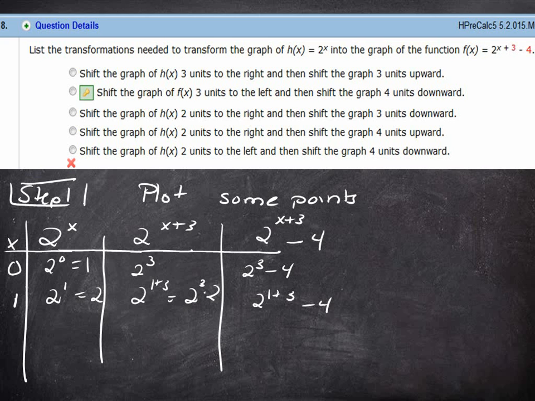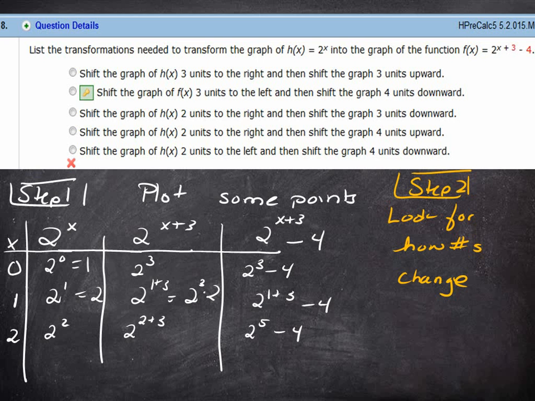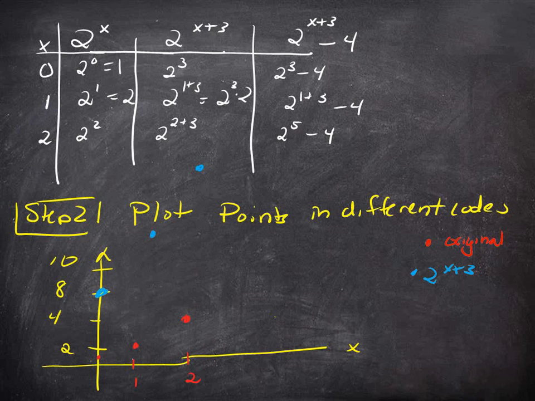x plus 3 is the exponent. Right. And then minus 4. And then you just look how the numbers are changing. Like crunch out the numbers. I copied it, so you don't have to worry about flipping back to the thing. So there's that table. And I just plotted those points and tried to figure out how they're changing.